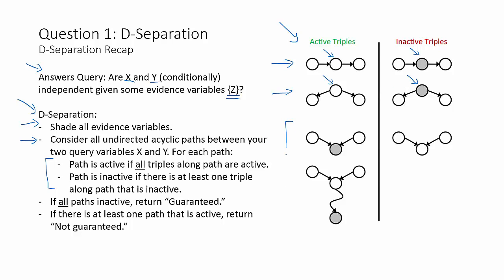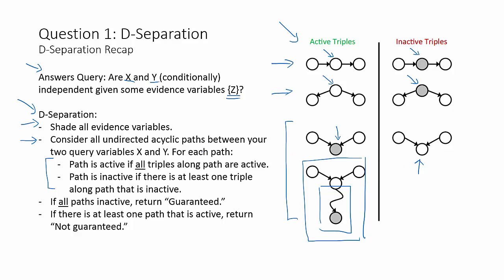The third category of triples is called the common effect triple, and this one is different. The triple is active if the middle node is observed. However, if the middle node is unobserved, we first have to check if any descendants from the middle node are observed. If there exists a descendant that is observed, the triple is active, which is shown by this configuration shown here. Otherwise, if no descendants are observed, then the triple is inactive.